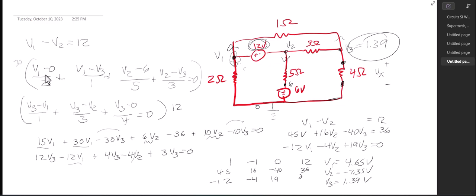No, so this is the whole idea with the supernode. With the supernode, since between V1 and V2 there was only a voltage source, I treat this as a supernode, and I write my equations for both of them in the same equation. This was 12. So this was V1 and this was V2. So I did V1 minus V2 equals 12. I did that first. And then these are my currents coming out of V1, and then I go to V2, and these are my currents coming out of V2. Since I'm treating it as a supernode, I put them in the same equation.